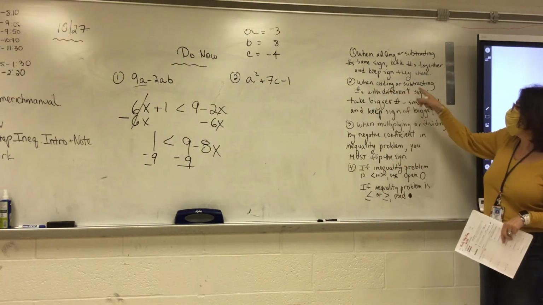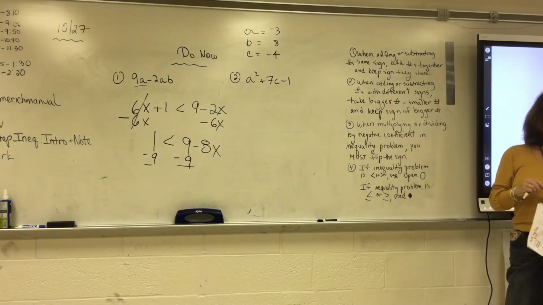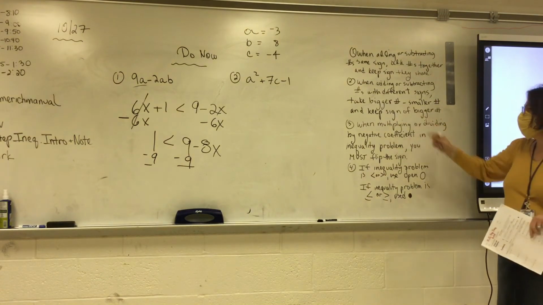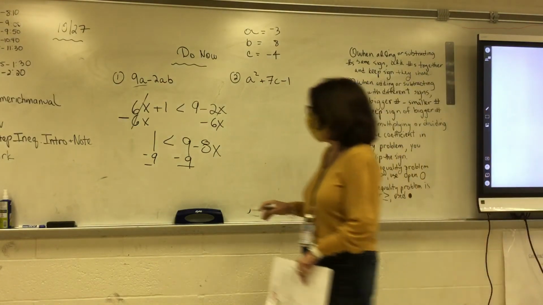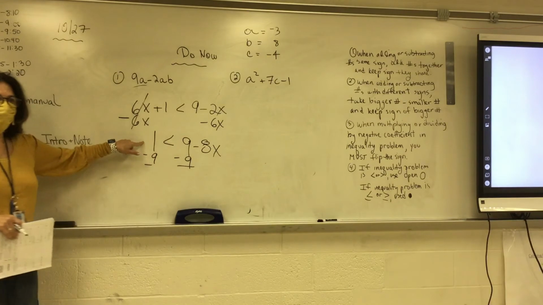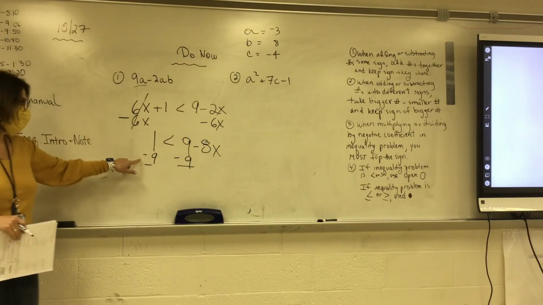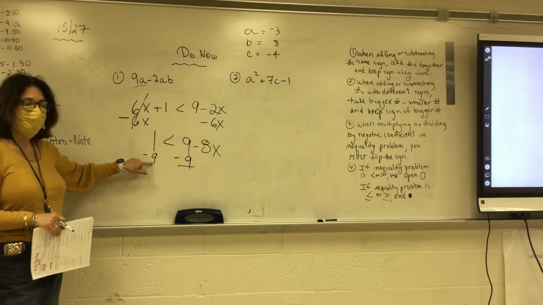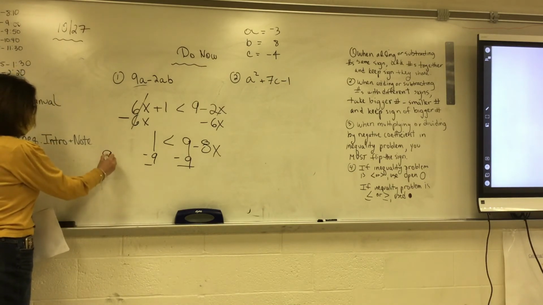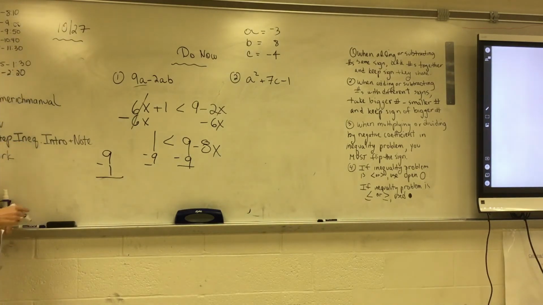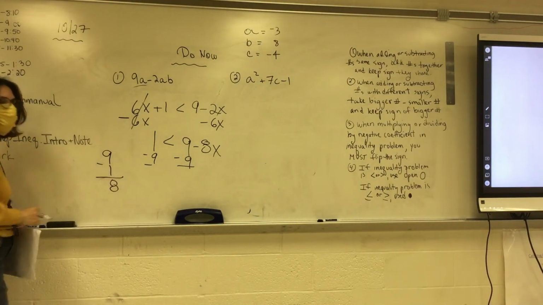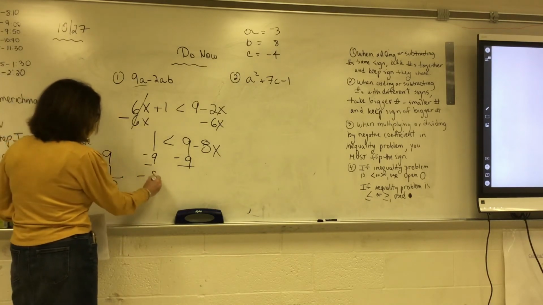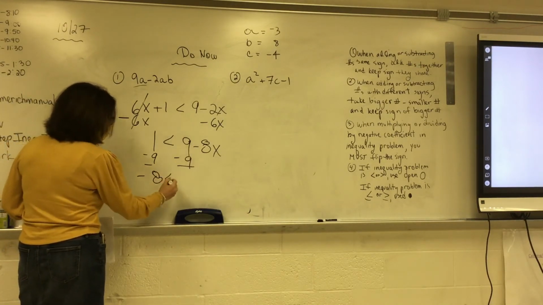Again, little tip, free of charge. When you are adding or subtracting numbers with different signs, take the bigger number minus the smaller number and keep the sign of the bigger number. So coming over here, what's the sign in front of my 1? Positive. What's the sign in front of my 9? Negative. Opposite signs. Take the bigger number, which is 9, subtract the smaller number. What do I get? 8. And what is the sign of the bigger number? Negative. Perfect. So I have negative 8. So negative 8 is less than negative 8x.